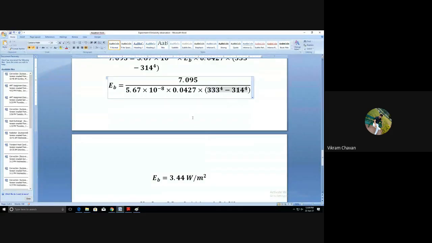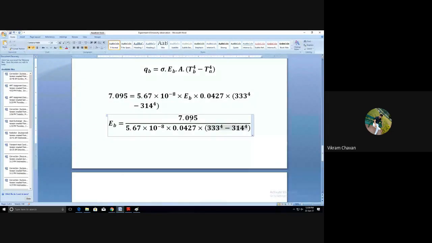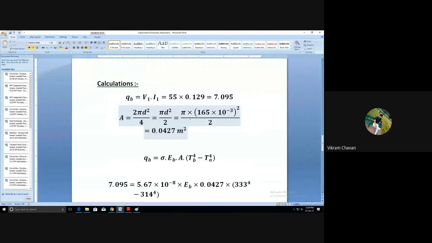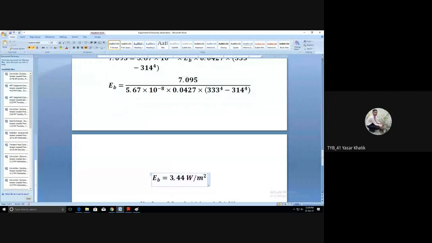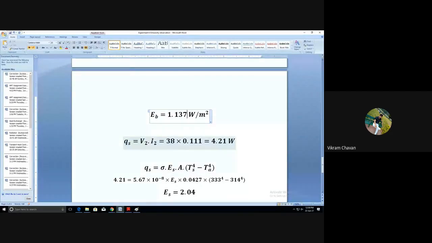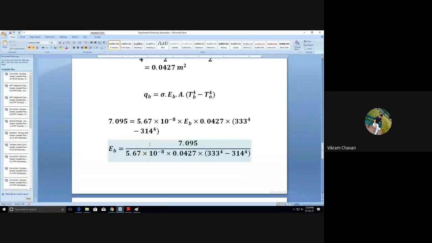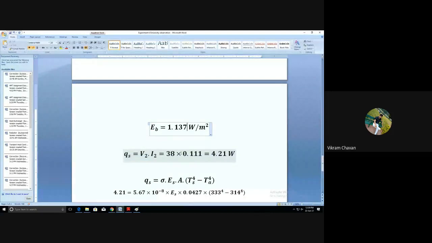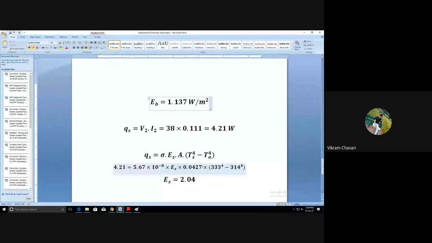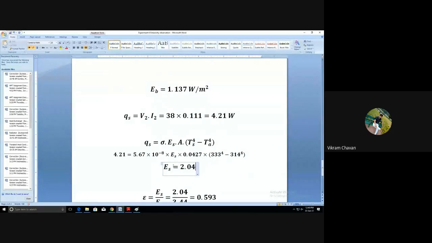Okay, once again perform the calculation part now. Calculate E suffix B first of all. So 1.137. Okay, check it once again. E suffix B is 1.137 right now. Okay, above, somewhere the mistake was in E suffix B. Okay, so Q suffix X is right. Now E suffix S, how much are you getting?